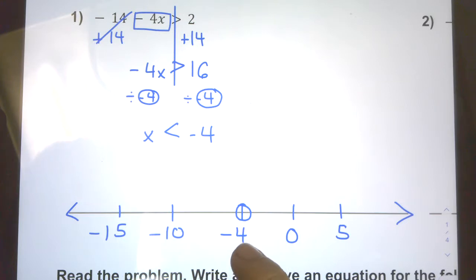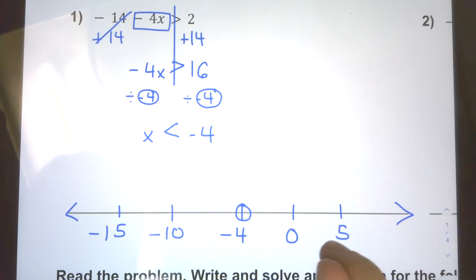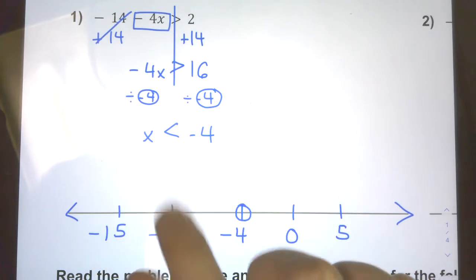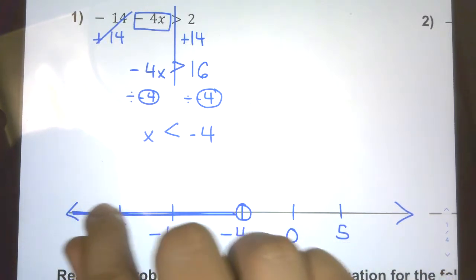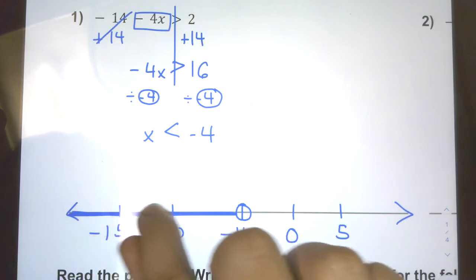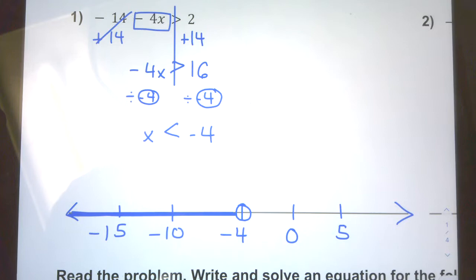And then we are going to shade in the direction that makes this inequality true. So is negative 10 less than negative 4, or is 5 less than negative 4? And that would be negative 10. So that means that anything in this direction to the left would satisfy this particular inequality. So that would be all of the points.